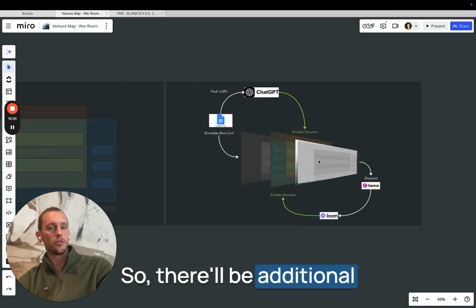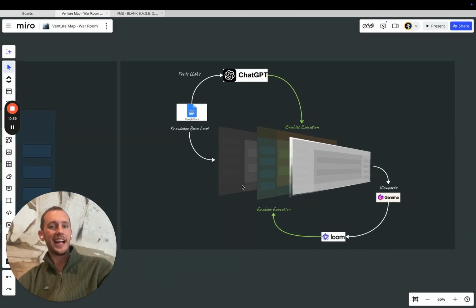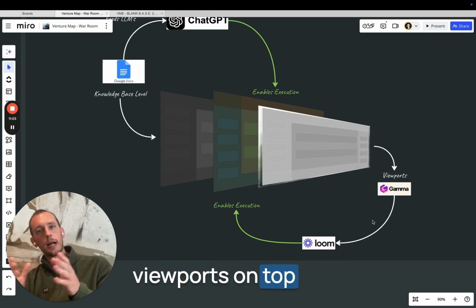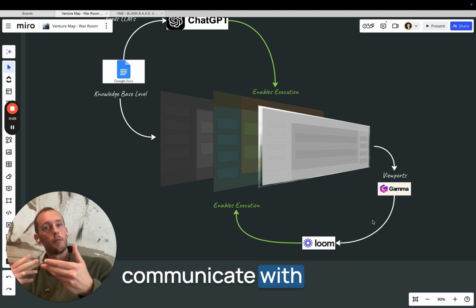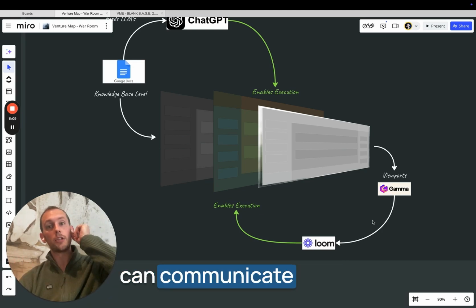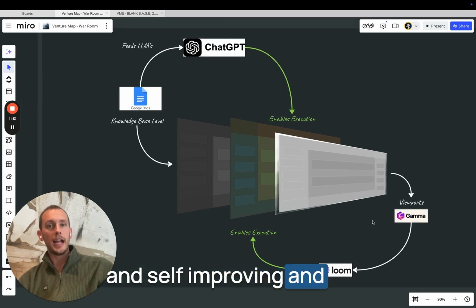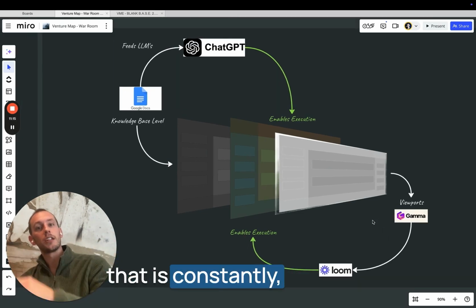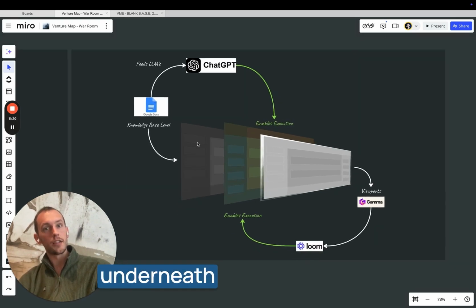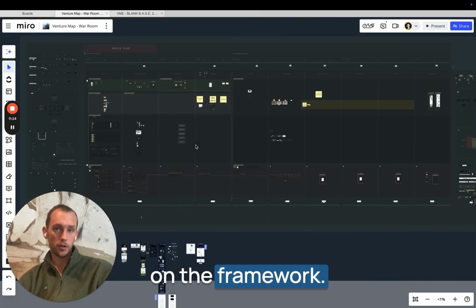So there'll be additional discussions around the so-called Z plane, or how we dimensionalize the venture map to put viewports on top of it so you can effectively communicate with an AI COO, and your entire team can communicate with a business that's self-aware and self-improving, and how that is constantly iterating or revising the data layer underneath of the blueprint. All right, but for now, that's all we've got on the framework.